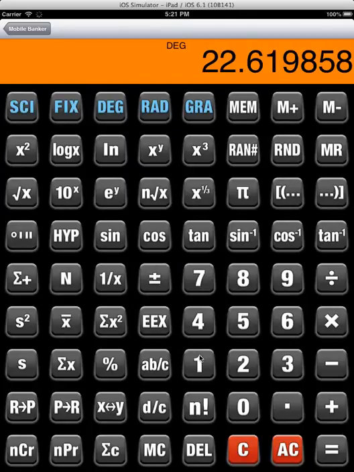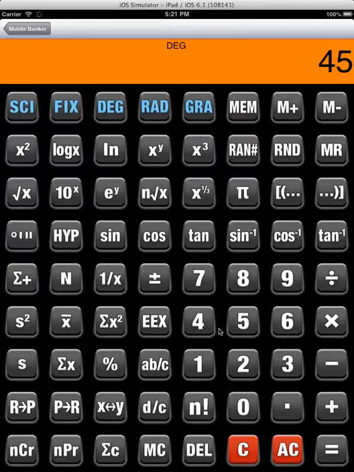Now mixed mode operations, say 45, 12. So 12, 5, 4. Okay. So 12, 5, 4 equals that.